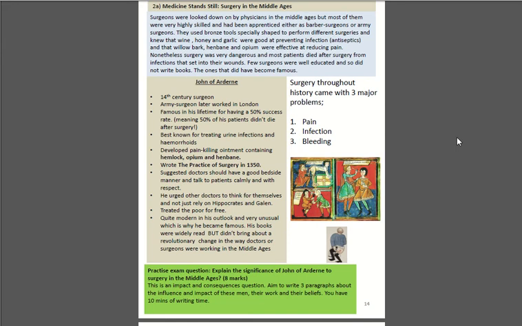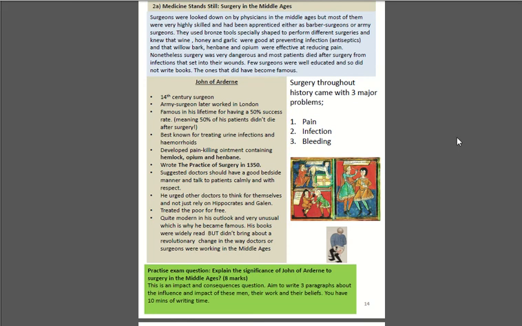There were three big problems with surgery, and it's really important that you understand all three and why they were each a problem. The first one was pain. Most surgery was done without pain relief when the patient was awake. The pain might make the patient pass out or go into a state of shock. They did use willow bark, wine and opium to reduce pain, but dosing these was very difficult, and there was no effective anaesthetic in order to deal with the pain.